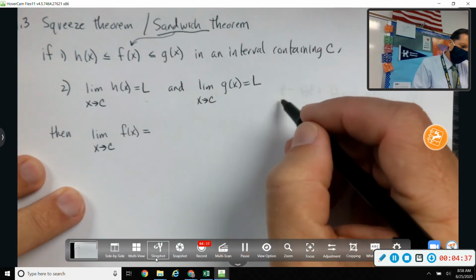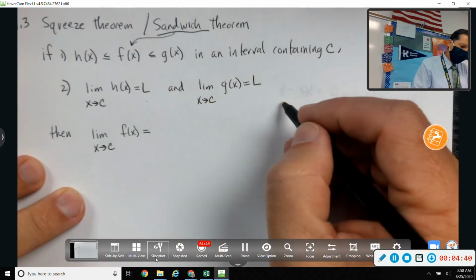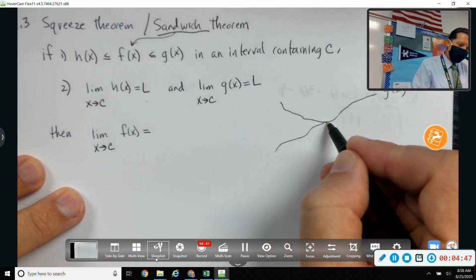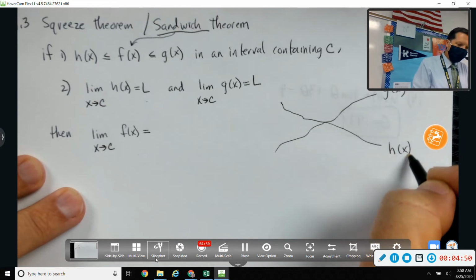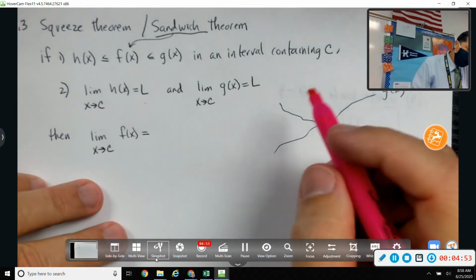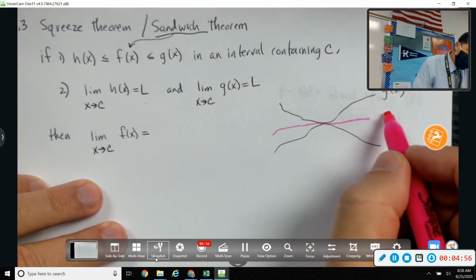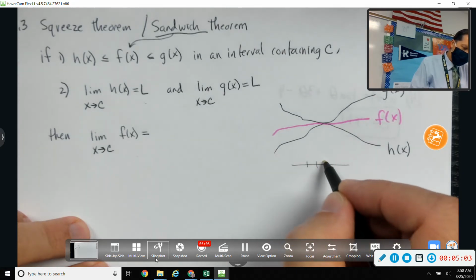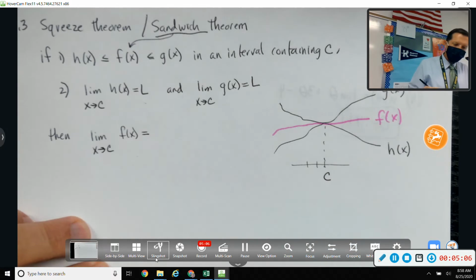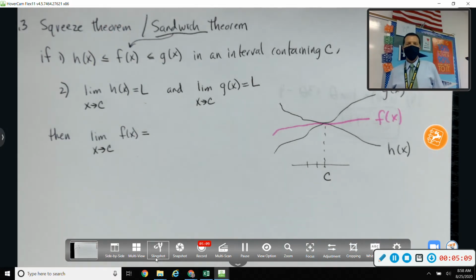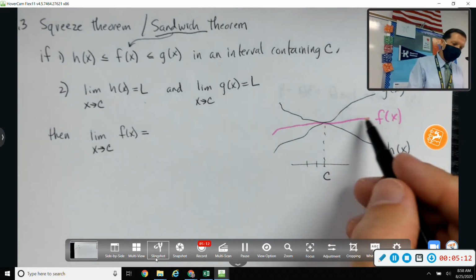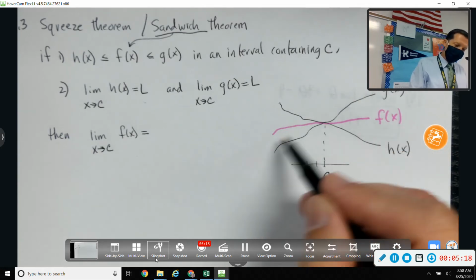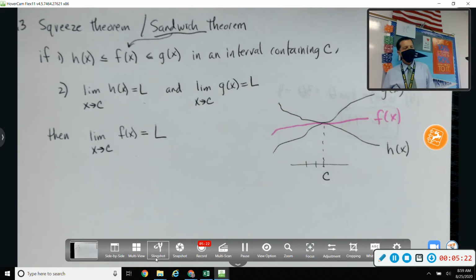All right, let's draw a picture then. So g's bigger than h. So there's g. There's h. f has to be sandwiched in between there. x equals c. So what does the limit of f of x have to be? L. It has to be L, because the limit above it is L, the limit below it is L, so it's got to be squeezed in there to be L.